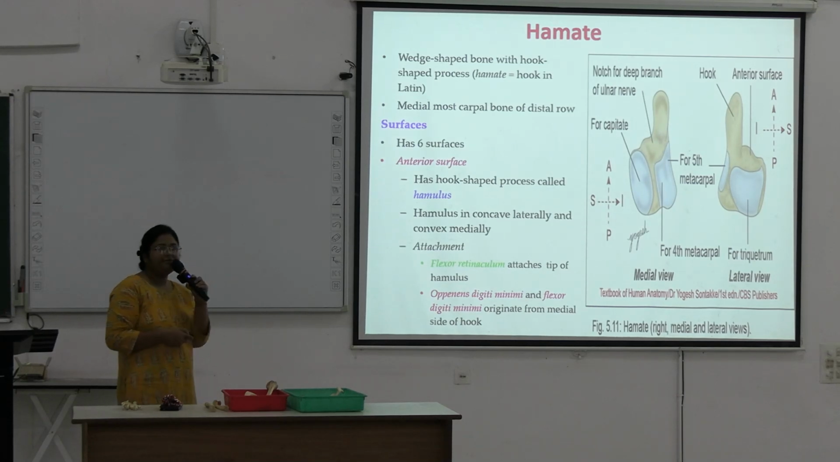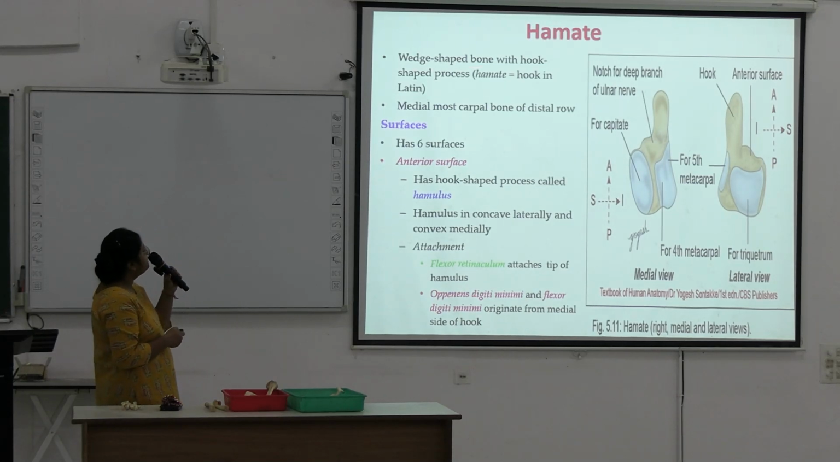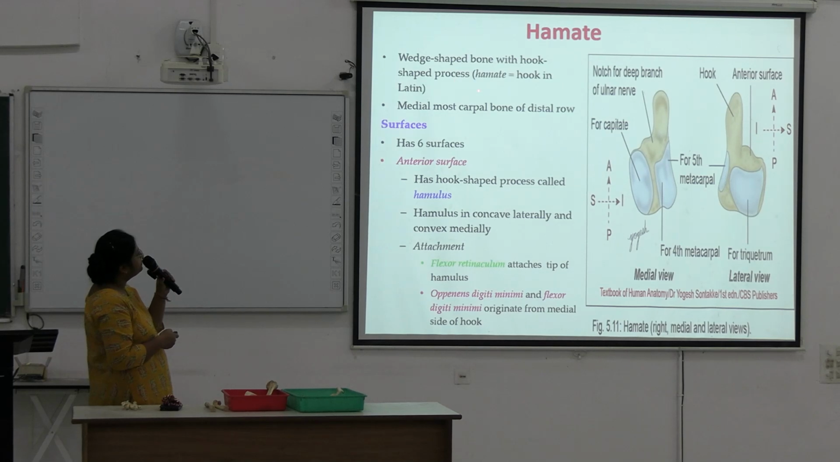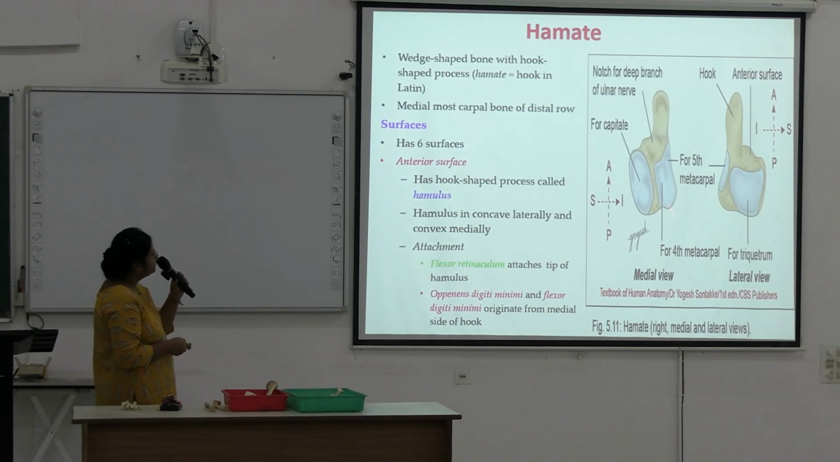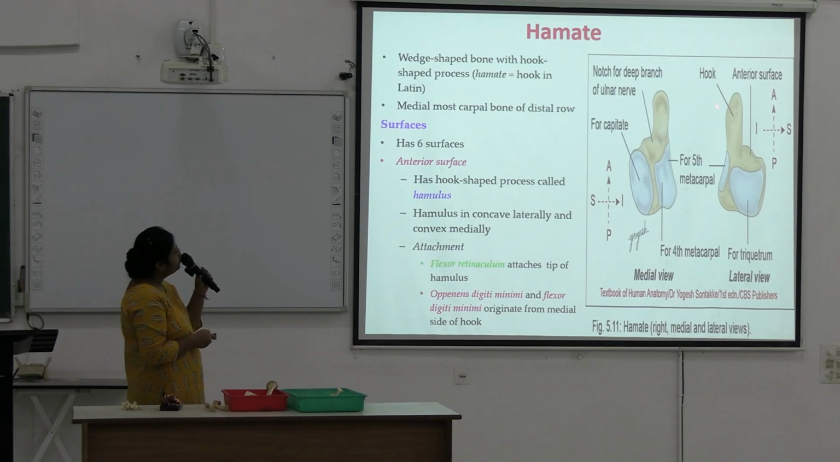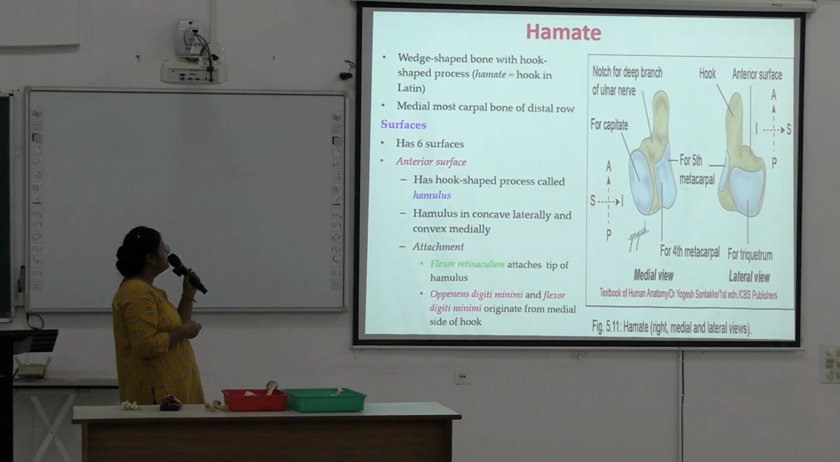Next we go to hamate. Hamate is a wedge-shaped bone with a hook-shaped process. Hamate, this word means hook in Latin. Okay, so this projecting part is the hook of hamate. So it is the medialmost carpal bone in the distal row. It also has 6 surfaces.